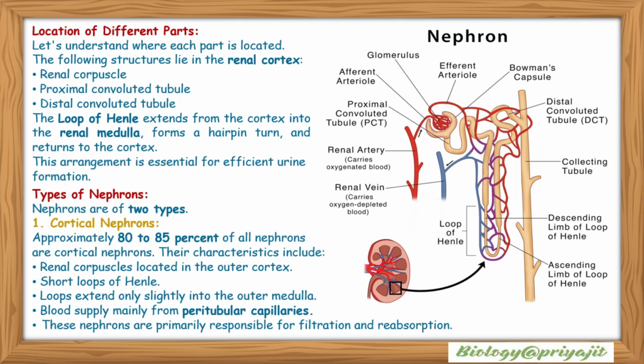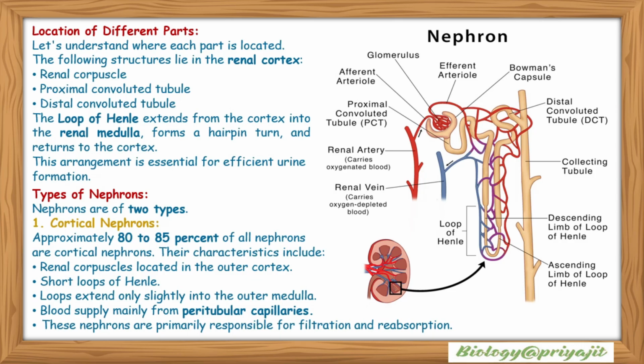Location of different parts. Let's understand where each part is located. The following structures lie in the renal cortex: the renal corpuscle, proximal convoluted tubule and distal convoluted tubule. The loop of Henle extends from the cortex into the renal medulla, forms a hairpin turn, and returns to the cortex. This arrangement is essential for efficient urine formation.